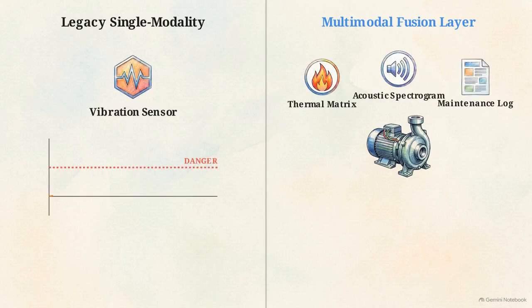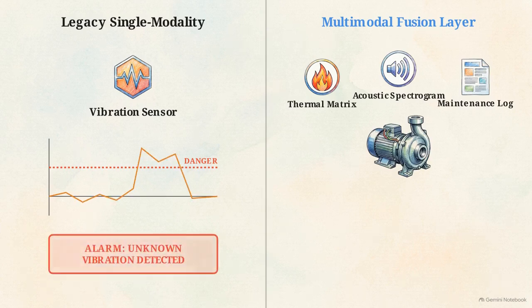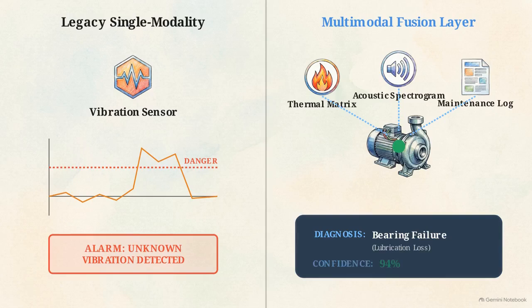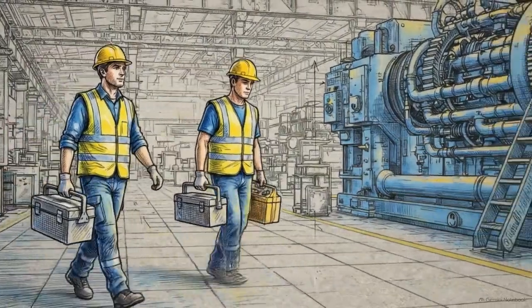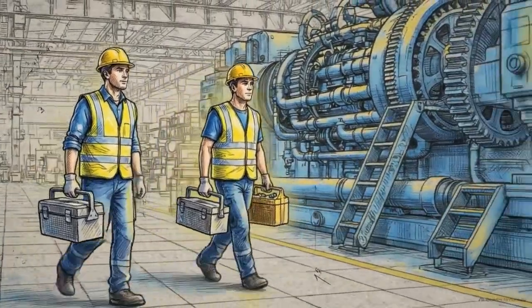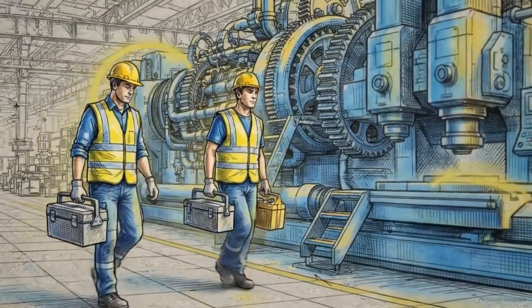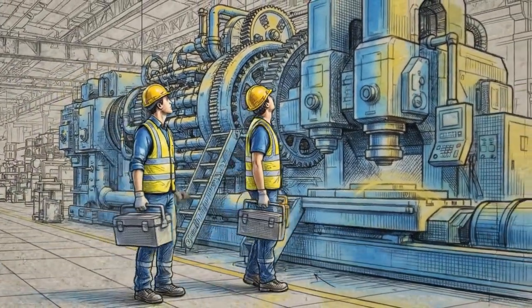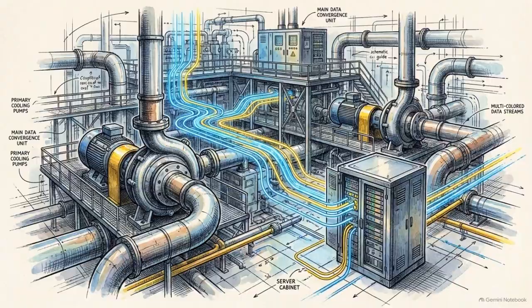A traditional dashboard would simply report a generic vibration alarm, leaving the specific cause unknown to the operator. By correlating the three inputs, the model generates a deterministic output: bearing failure due to lubrication loss with 94% confidence. This specific diagnosis allows the maintenance team to address the root cause immediately, preventing the failure from escalating into a catastrophic shutdown. Deploying these multimodal vision language models requires addressing several engineering constraints.